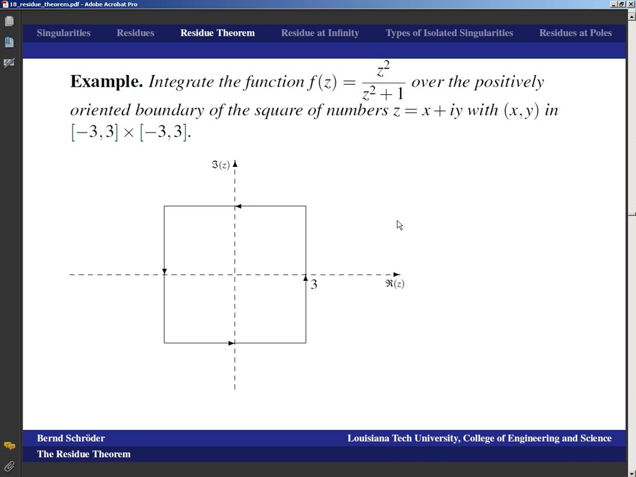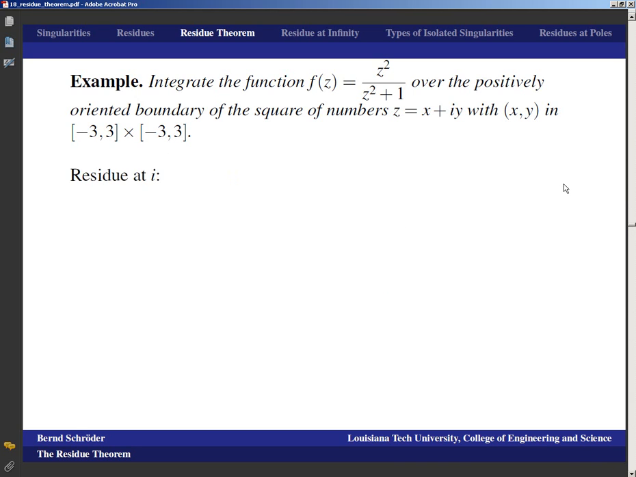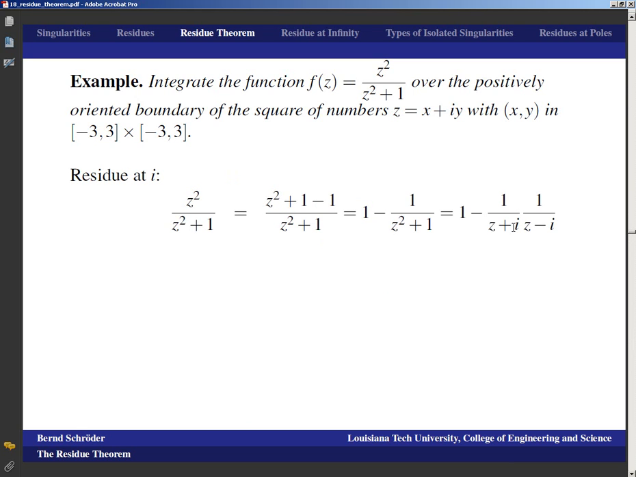Well, now we need to find the singularities, and z squared plus 1 has zeros at i and at minus i, and so that means we need to find the residue at i. Well, z squared over z squared plus 1 is z squared plus 1 minus 1 over z squared plus 1, which is 1 minus 1 over z squared plus 1, which is 1 minus 1 over z plus i times 1 over z minus i.